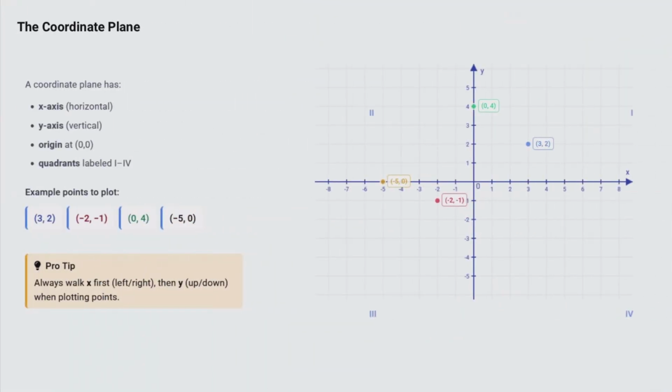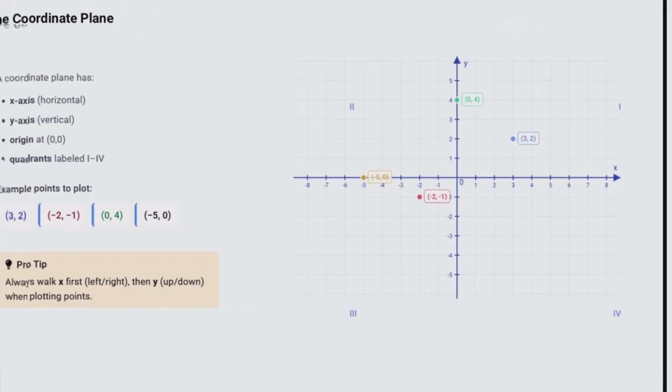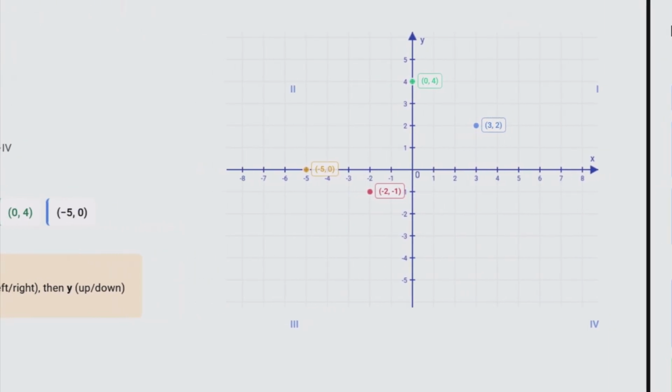First things first, what is the coordinate plane? As you can see over here, I have two lines. One is horizontal and goes from left to right, and another one is vertical and goes from bottom to top. And these two have one intersection at this point.